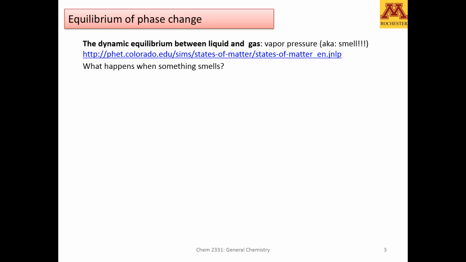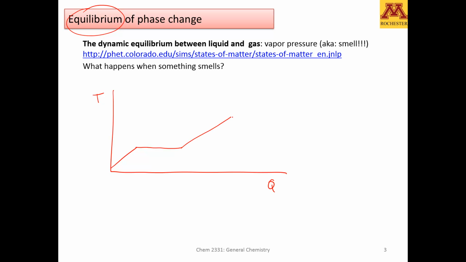In this video, we're going to introduce for the first time a very fundamental concept in chemistry, which is called equilibrium or dynamic equilibrium. Specifically, in the case of phase change, let's remember that when we are trying to plot temperature versus heat, you start with solid, and then solid becomes liquid, and then you have pure liquid, and then liquid becomes vapor, and then you have gas. This is what the heating curve is, and here you have solid and liquid and gas.